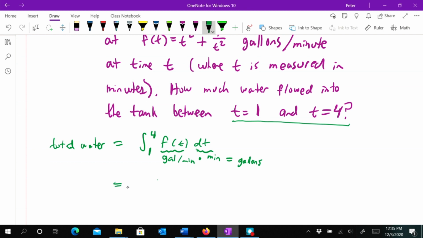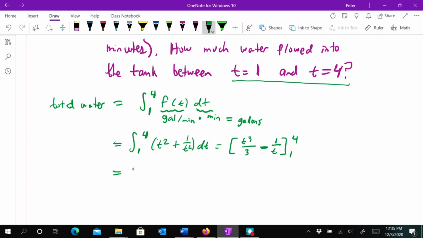We can fill in the blanks here and write this up as the integral from 1 to 4 of the function t squared plus 1 over t squared dt. We're going to find an antiderivative, so that's going to be t cubed over 3, and then minus 1 over t, and we're going to let that go from 1 to 4.